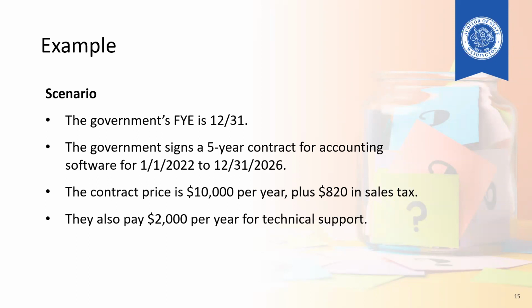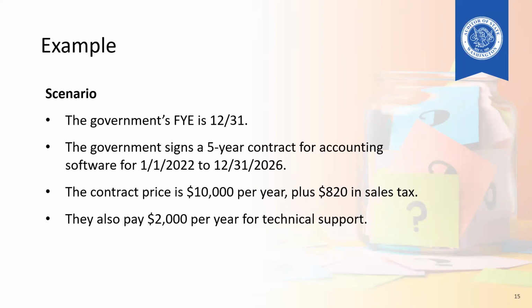Now, what do we include in our SBITA liability? We definitely include the $10,000 contract price for the software. What about the sales tax? Do we include that? No. The sales tax is excluded from our liability. Taxes are considered a separate component, and those are reported separately. Now, what about the $2,000 for technical support? That also gets excluded. It's not part of our liability.